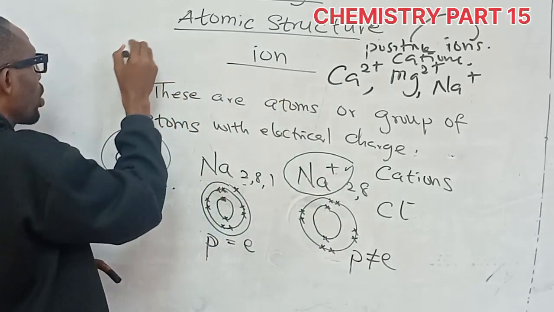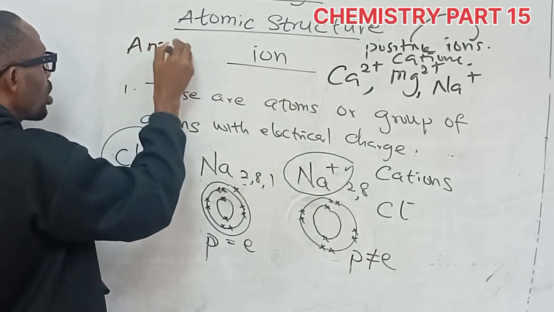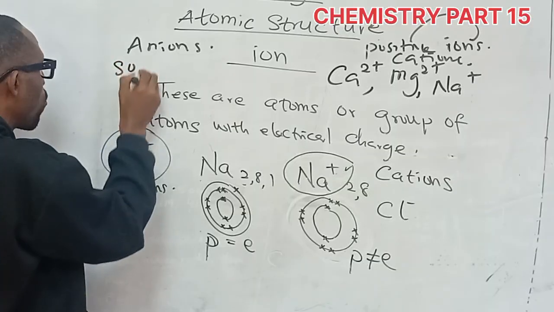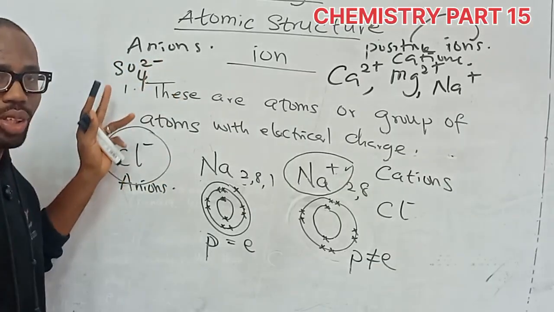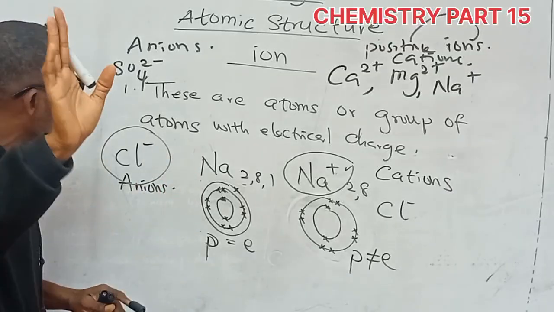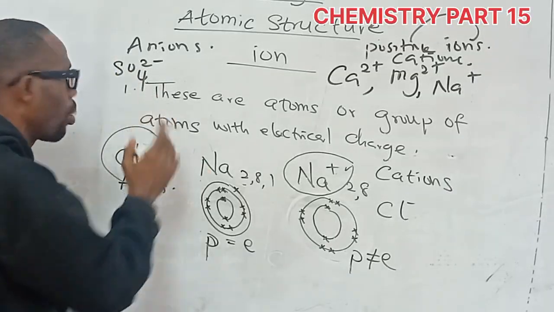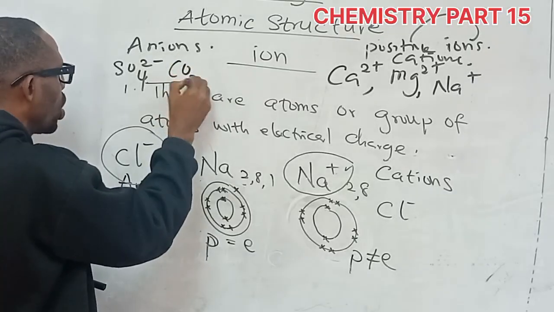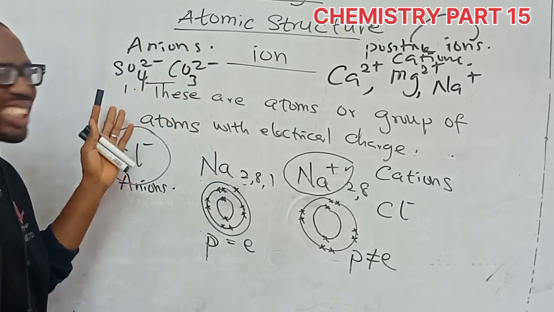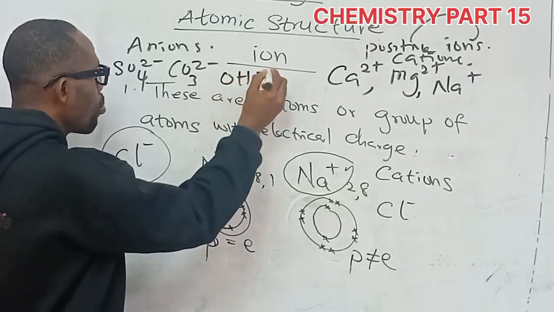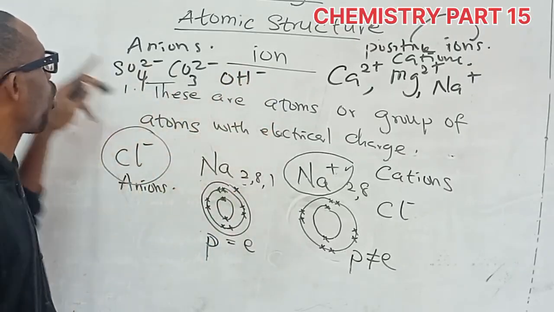Okay, this one is anion now. So look at anions. Example of anions will be SO4 2 minus. Okay, this will take us to something else we also call radicals. Don't worry, we'll talk about that later. But I just want you to know what an ion is. So you have another one, CO3 2 minus. These are examples of what? Another one is an OH minus. This is also an example of anion.